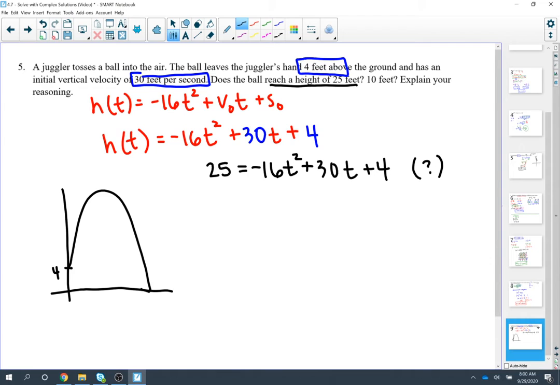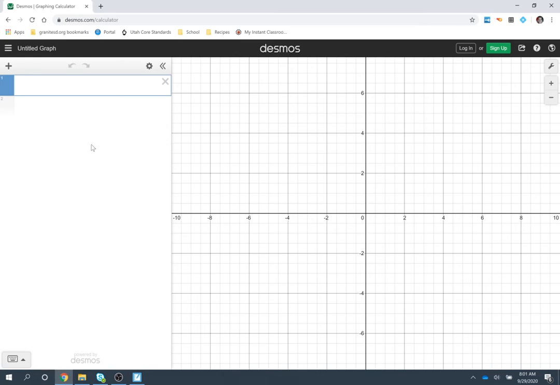The long way of doing this, which I'm actually not going to do, is you would subtract 25, make it equal 0, and then solve it. If your solutions are imaginary, then no, it doesn't make it to 25 feet. If your solutions are real, then yes, it does make it to 25 feet. But I'm actually going to do this a little bit differently. Before I switch my screen and go to my calculator, keep in mind the left side of your equation says 25, and the right side of your equation has your function. So now, grab your graphing calculator, or go to Desmos, which is what I'm going to do.